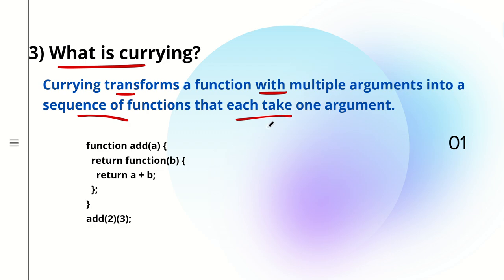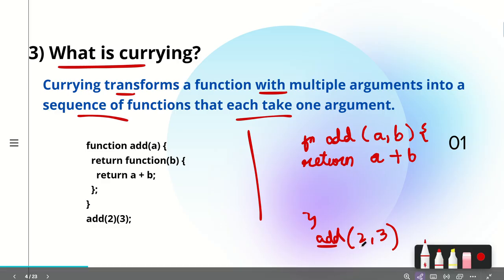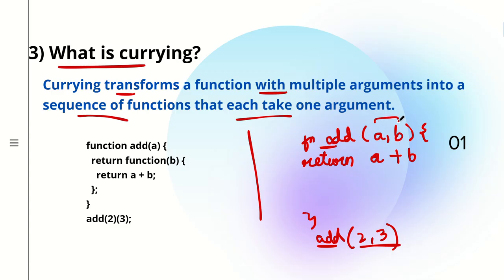Let me write a normal add function, and then we will see how currying works, how currying is different from a normal function. So this is a normal way of writing a function. Here we have an add function, and we are passing two arguments. You can see that this function is accepting multiple arguments. It can be 2, 3, or anything. So this is how we normally write our function, and then we return whatever is the logic inside it.